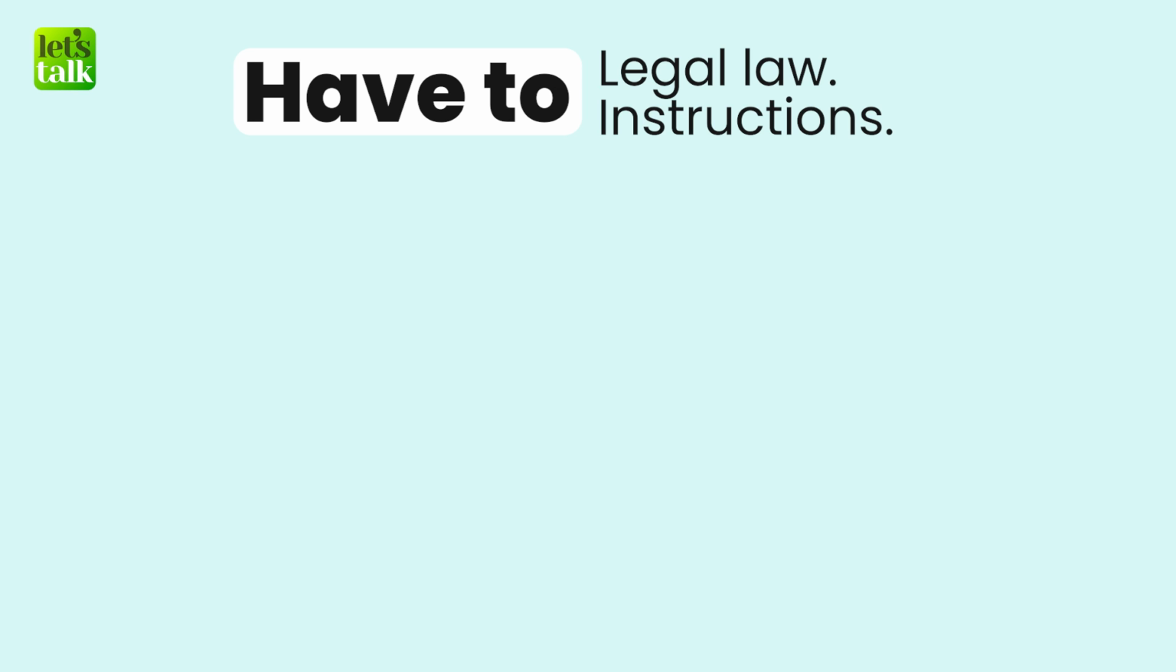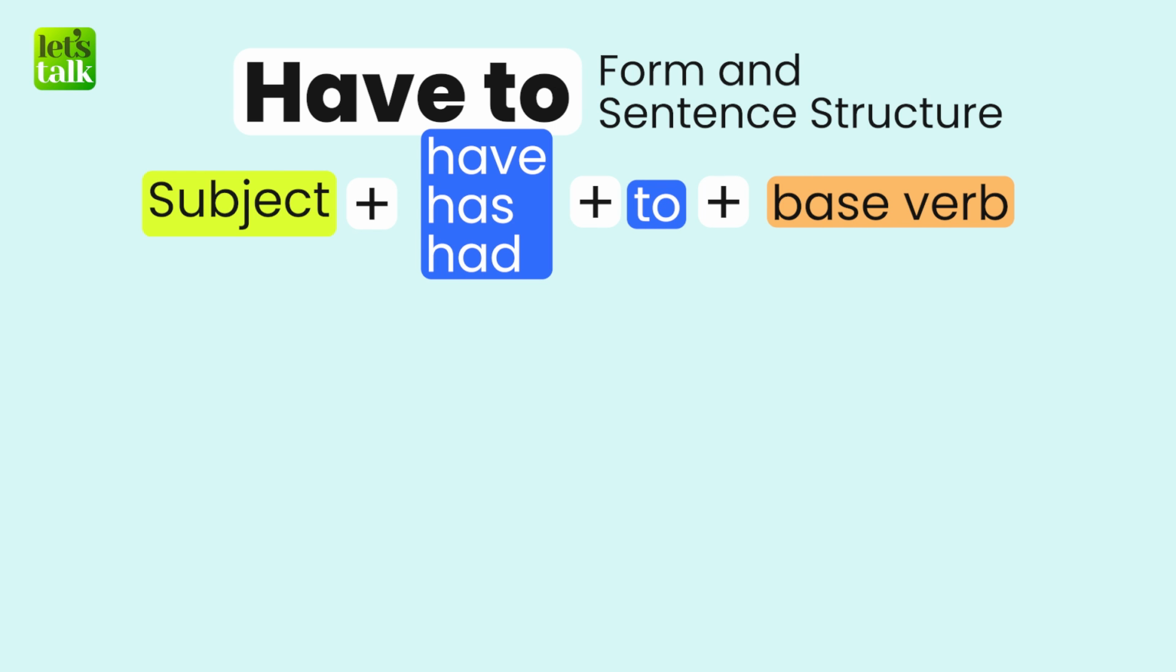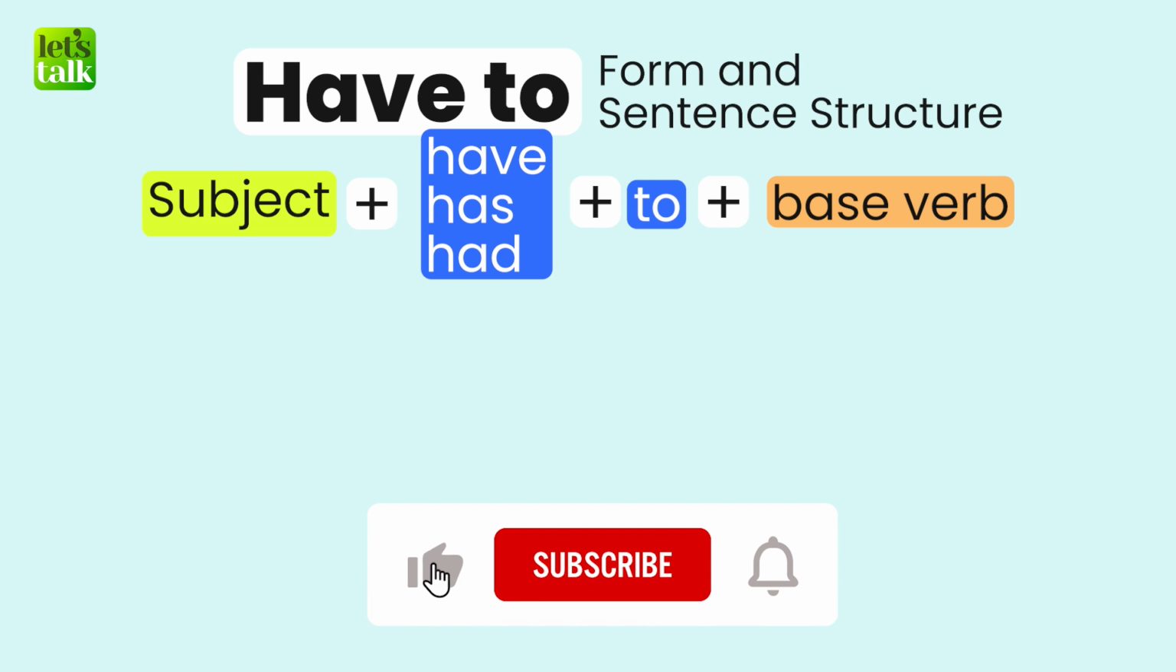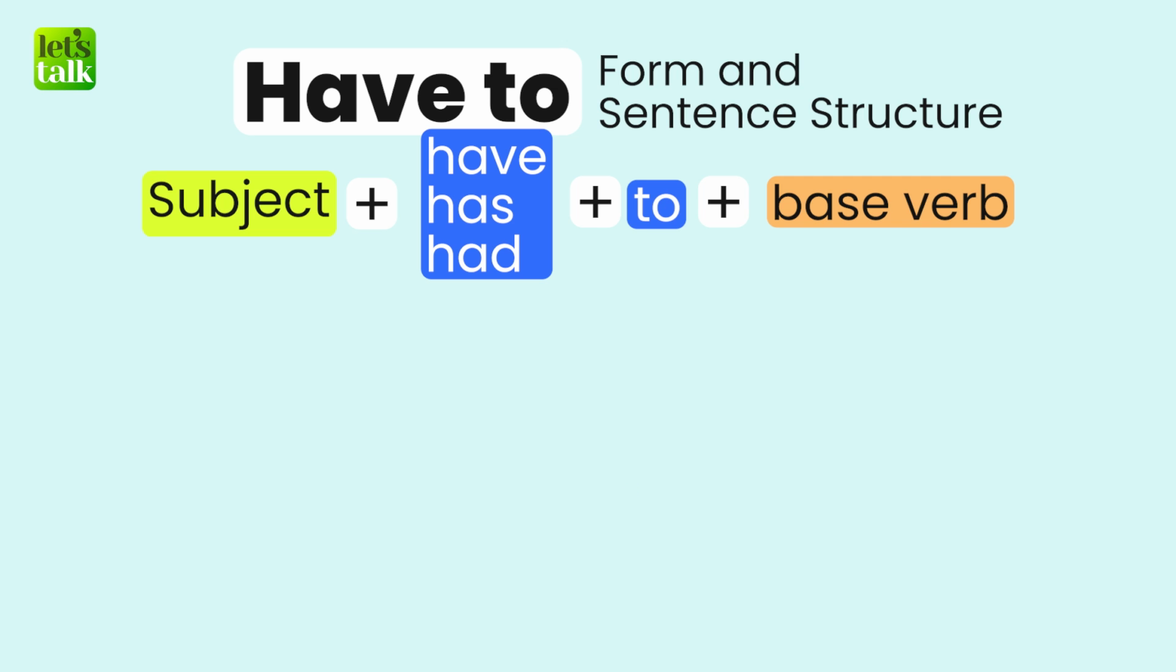Now let's understand the form and structure to make sentences with have to. First comes the subject followed by have in the correct form. It will depend on the subject and the tense of the sentence. With subjects such as he, she, and it, we use has. And if we are talking about the past, we use had. And finally, the infinitive form of the verb, meaning to, plus the base form of the verb.